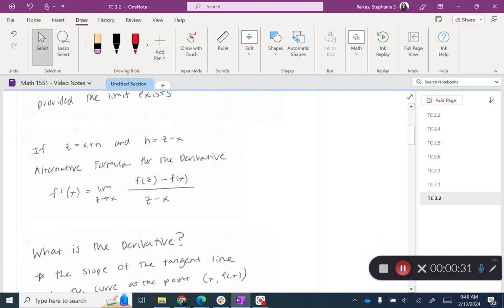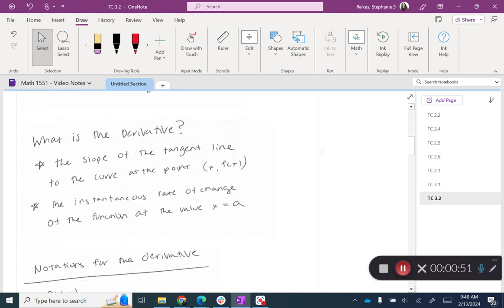An alternate formula for the derivative is, given z is x plus h and h is equal to z minus x, we have f prime of x is equal to the limit as z approaches x of f of z minus f of x all over z minus x.